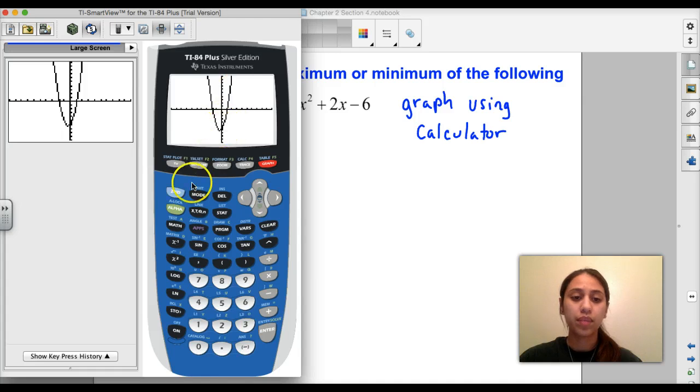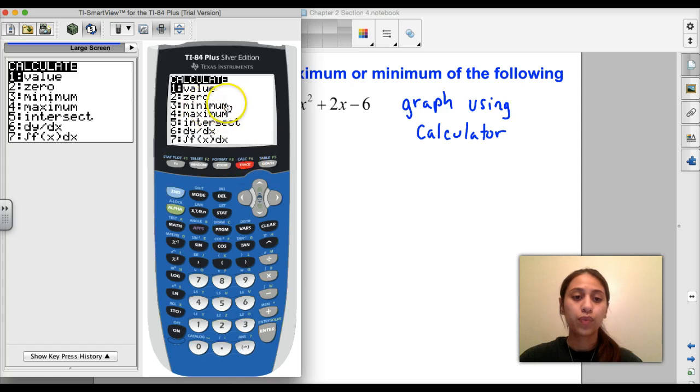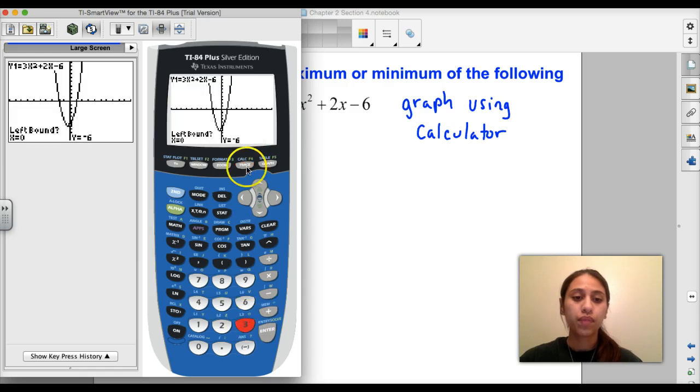To find that minimum, we'll do second trace. If we were finding a maximum, we would press 4, but we are finding a minimum, so I'm going to press 3. Now it says left bound, so we want to be to the left of where the minimum value is going to be. Moving my cursor to the left, now you can see I'm to the left, so I can press enter. Now it wants me to move to the right. Press enter. Now we can guess, so enter.